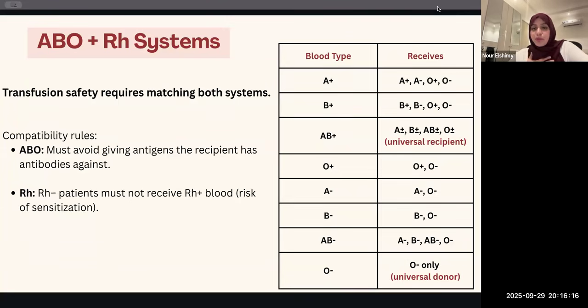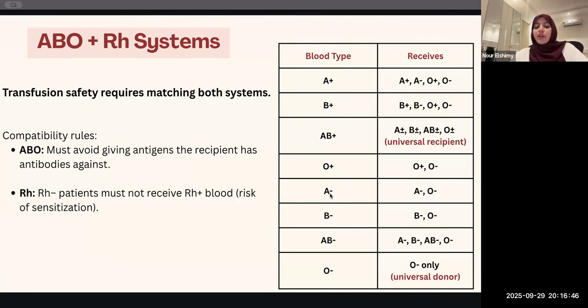If you're positive, you're not going to make antibodies against anything, because basically the Rh negative does not have an antigen either way. So who are you going to be attacking? So you're fine. As an Rh positive individual, you can always accept Rh negative, but it does not work the other way. So if you look at A negative right there, it only accepts A and O, we know that, but it only accepts Rh negative.